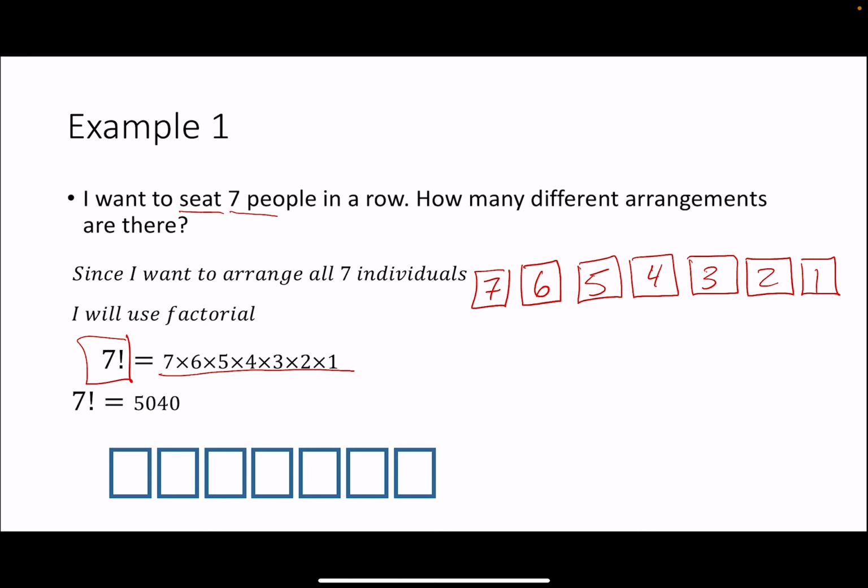So we already did it in this manner. There are 7 factorial ways, or 5,040 ways, to arrange 7 people in a row.